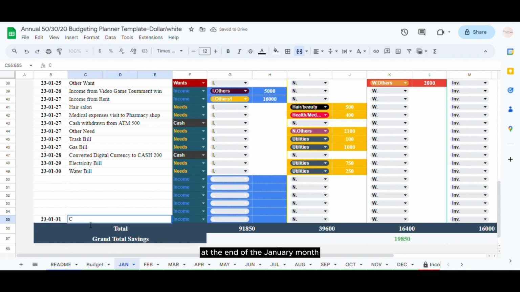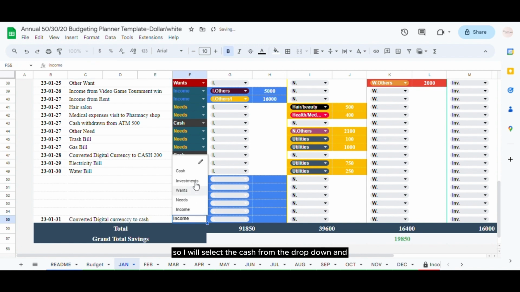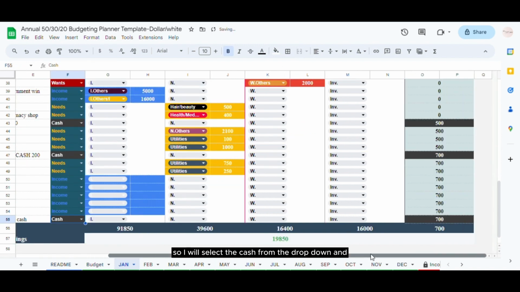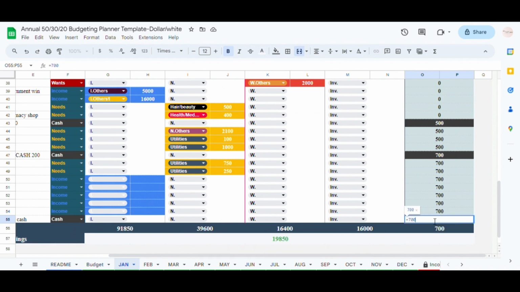At the end of the January month, I have converted digital currency to cash, that is 200. So I will select cash from the drop down and the cash in hand column will be activated. Now I will perform simple math.